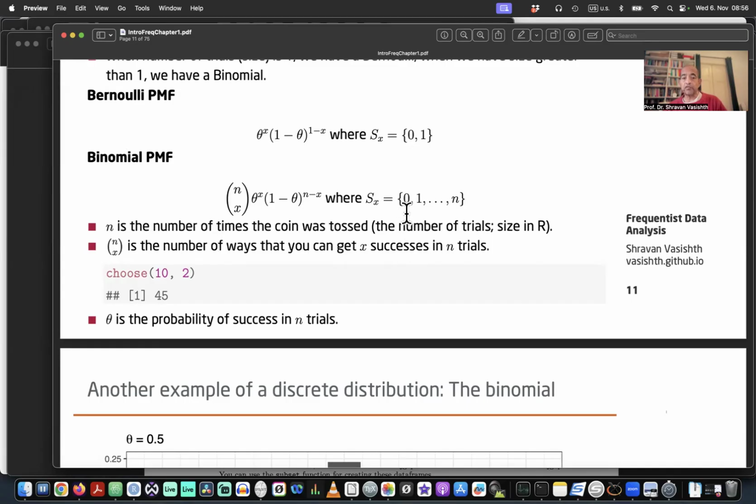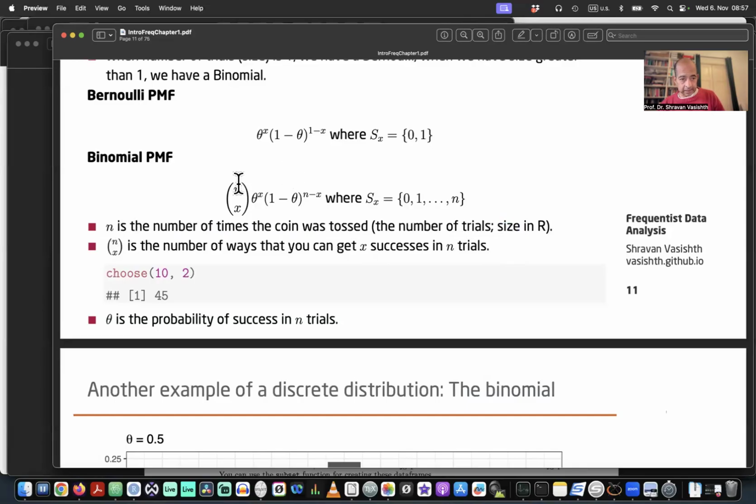So the support of X now for 10 trials can lead to the following possible events. You could have 0 successes. Let's say you toss a coin 10 times, you could get tails each time. It's unlikely in a fair coin, but it can happen theoretically. You could have only one heads, or you could have two heads or three heads or four heads. So there are 11 possible events in an experiment where we are tossing the coin n times. So n will represent the number of times that the coin was tossed. In R, this will be called size. I'll show you in a moment.